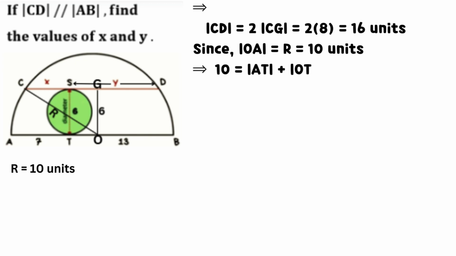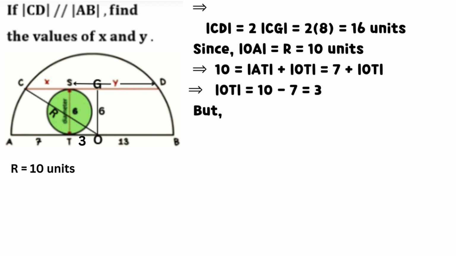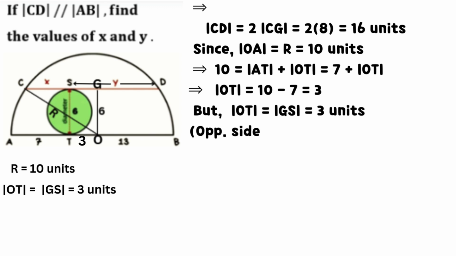Since line OA equals R, which equals 10 units, it implies that 10 equals the sum of 7 and line OT, as shown on the screen. It implies that line OT equals 10 minus 7, which equals 3 units. But line OT equals line GS, which equals 3 units. The opposite side lengths of a rectangle are equal.